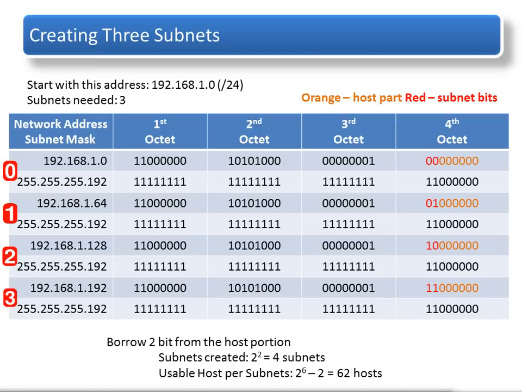To provide more networks, you need to borrow more bits. Ask yourself, 2 raised to what power will be able to accommodate 3 subnets? Well, 2 raised to 1 gives us 2 subnets, which is not enough. Let's see, 2 raised to 2 would give us 4 subnets, which is more than enough. Since bits cannot be split in half, 2 bits will have to do. Although I only need 3 subnets, the closest I can get is 4. Hence, borrowing 2 bits from the host would change my subnet mask to 255.255.255.192 and would yield 62 usable host addresses per subnet.